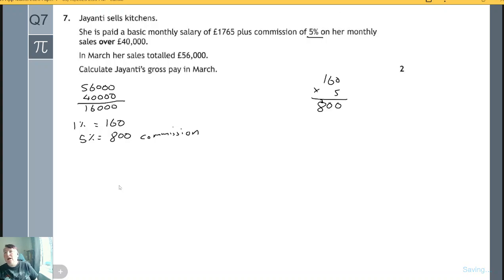Okay. So what was her salary? Well, we're told that she's paid the 1,765 plus the commission. So we need to add on the 1,765 and we get a total of £2,565 before tax and insurance, etc. Gross pay.